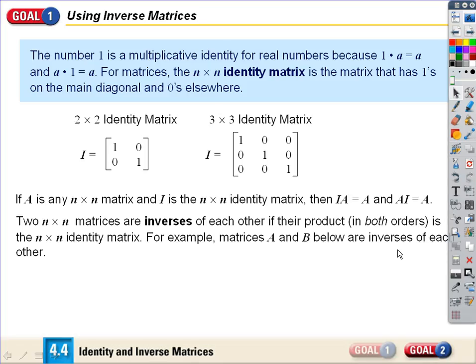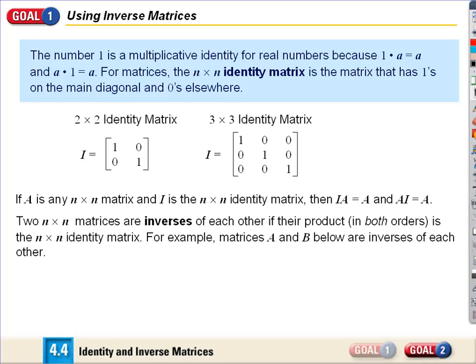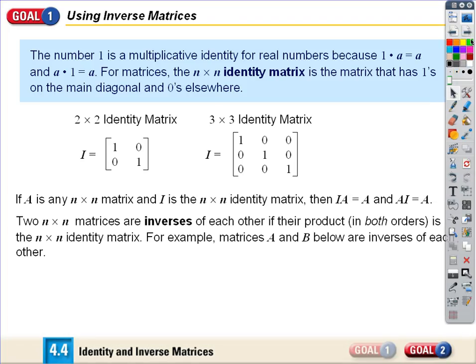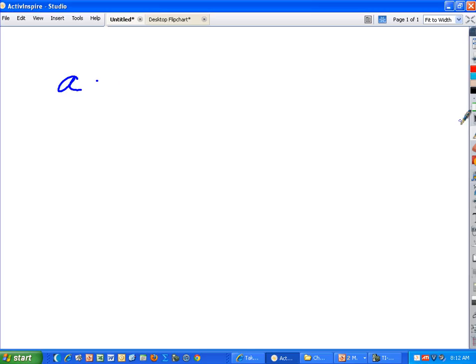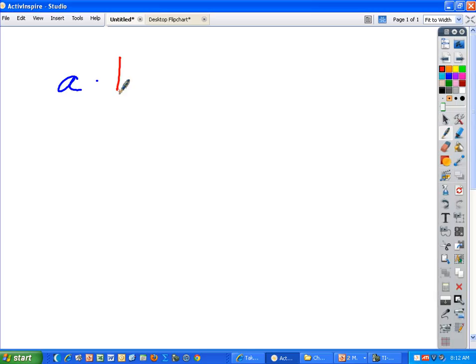Two n by n matrices are inverses of each other if their product, in either order, is always the identity matrix. Now that ought to seem familiar, because think of our talk earlier in the year about properties of real numbers. We said something like this. For multiplication, any number, call it A, times the identity number for multiplication, 1, equals A, right? Okay, that's good.